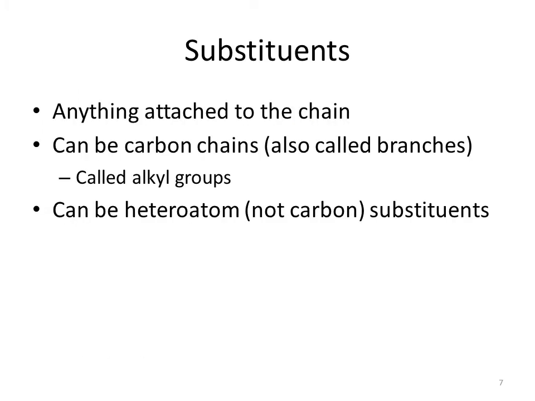Now, on the carbons, we can have attachments. When we have attachments on a carbon, we call it a substituent. They can be other carbon chains. For instance, you might have 4 carbons in a row that we would call but-, and to the second carbon, you might have 1 carbon attached.